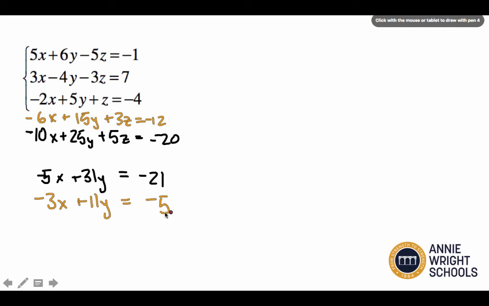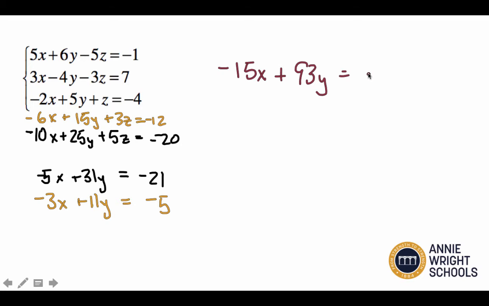Now I'm going to multiply this by 5, and I'm going to multiply this by 3. It's going to get a little ugly. Here we go. Multiplying this by 3, I get negative 15x. 31 times 3 plus 93y. This times 3, I'm going to get negative 63. Now this times 5. If I do this times negative 5, I'm going to get 15x. And then here I'm going to get negative 55y. And then here I'm going to get positive 25.